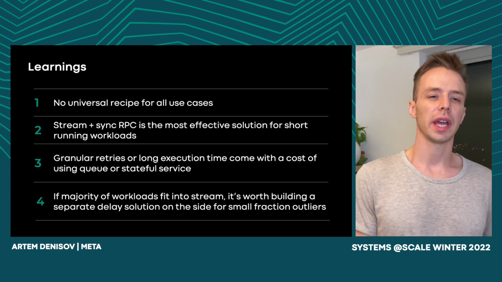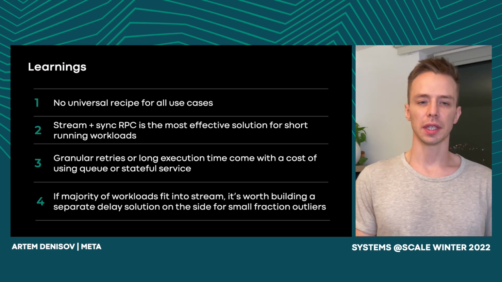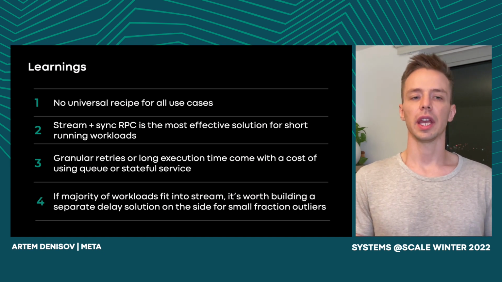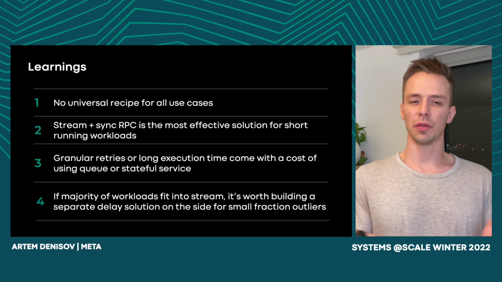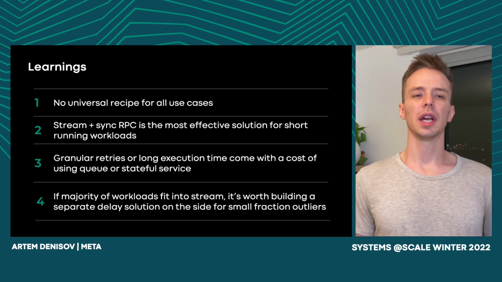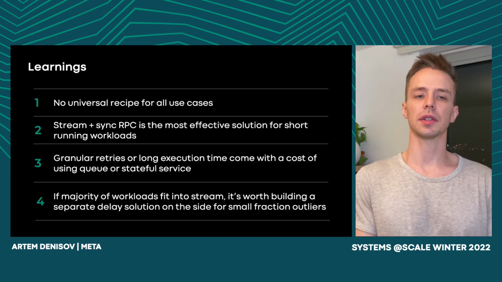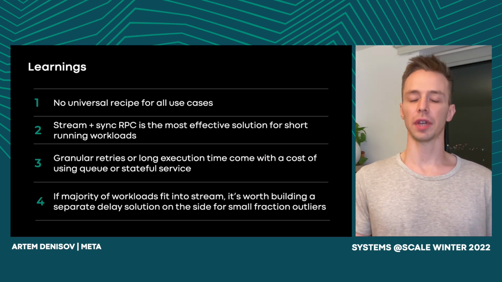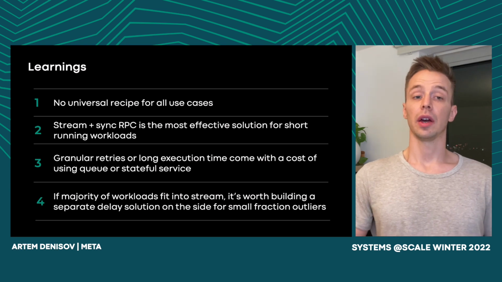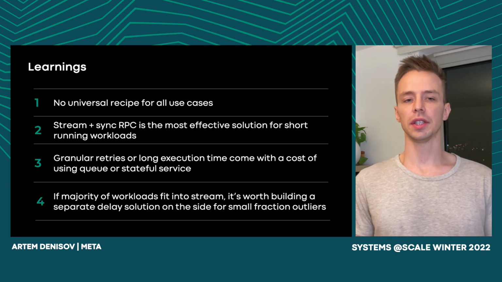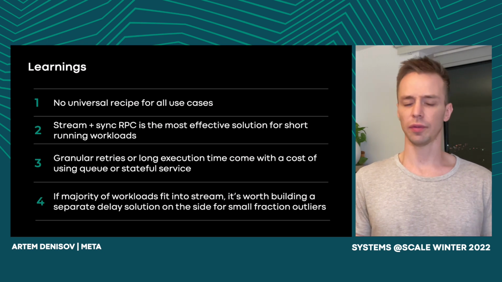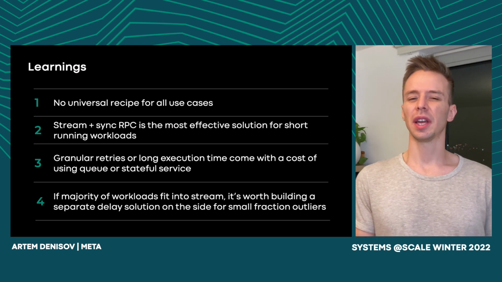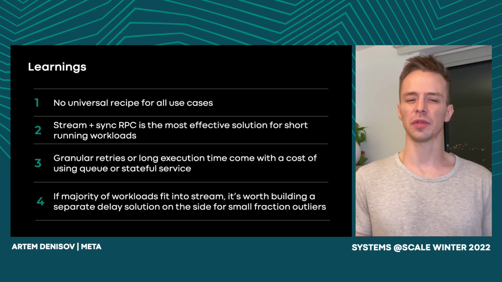The second point is stream plus synchronous RPCs. This is the most effective solution for a high volume of short running workloads. If you need to run a very high volume of very lightweight functions, then using stream as a backend and synchronous RPC as a way to execute them is the most efficient solution that would give you the highest throughput at the lowest cost. On the other hand, if you need flexibility, granular retries, long function execution time, or any other per message granularity features, they always come with the cost of using a queue or stateful service.